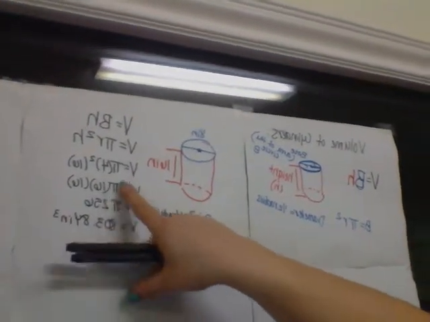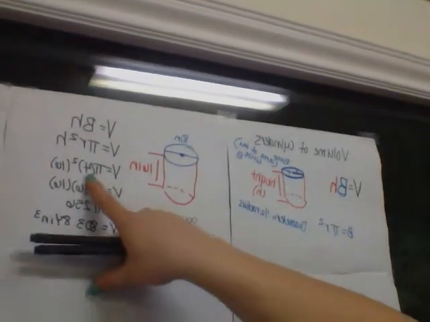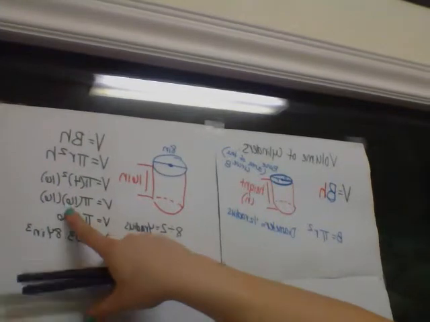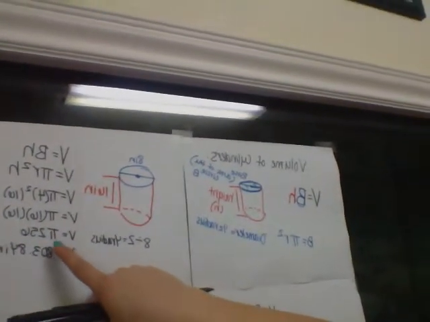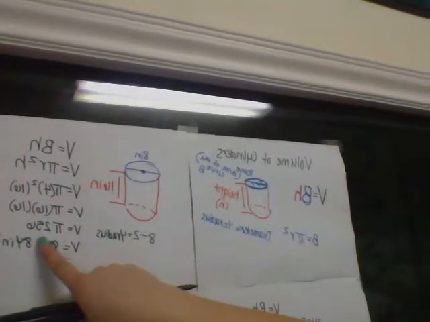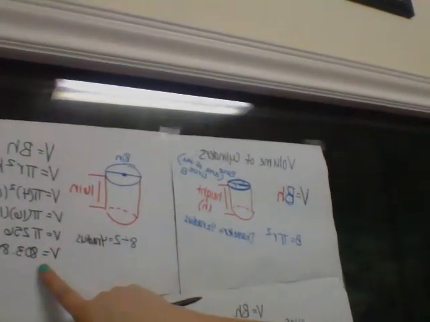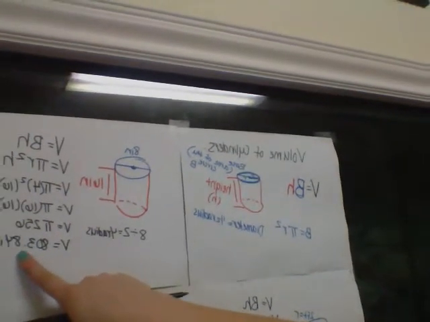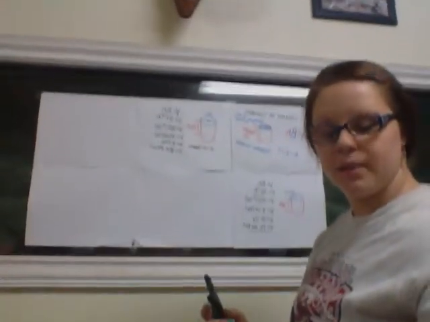So we did pi times 4 squared times 16. So then we did 4 times 4, which is 16. So we have pi times 16 times 16. Now we did the 16 times 16, which equals 256. So we now have pi times 256, which in the end equals 803.84 inches cubed. So those are just the ways that you do the cylinders by having the base times the height.